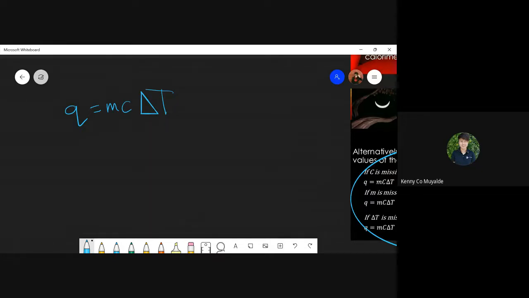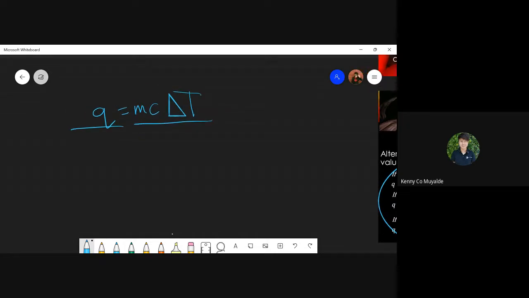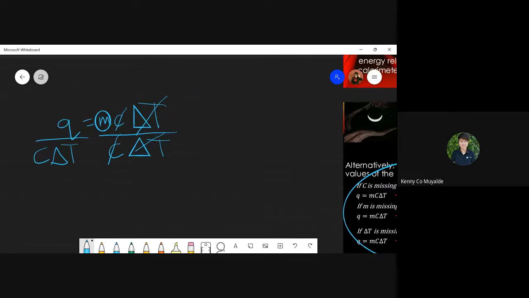Paano naman kapag ang nawawala ay yung mass? So kapag yung mass mismo ang nawawala, so divide both sides kung sino yung mga kasama nung nawawala. So mass yung ating nawawala. That means we have to remove C delta T sa computation or sa equation. So divide both sides by C delta T. So cancel yung C, cancel yung delta T. So you will be left with mass is equal to Q over C delta T. Okay?